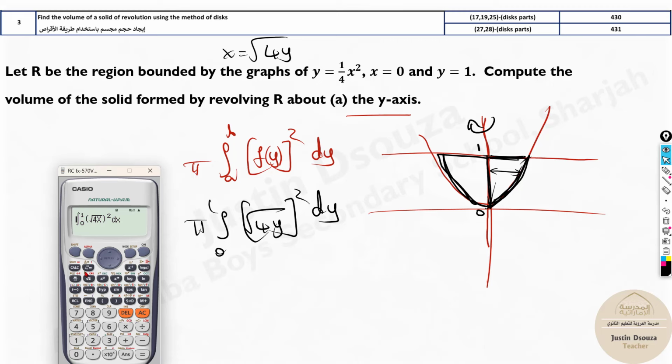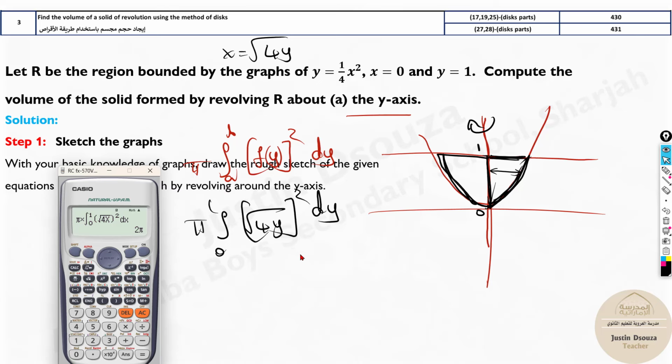See, over here I'll write pi multiplied by, and it's going to be the same answer. There's no change because it's a constant. You can write it inside the integral, outside the integral, doesn't matter, as long as it's multiplied. So that's the answer, guys.